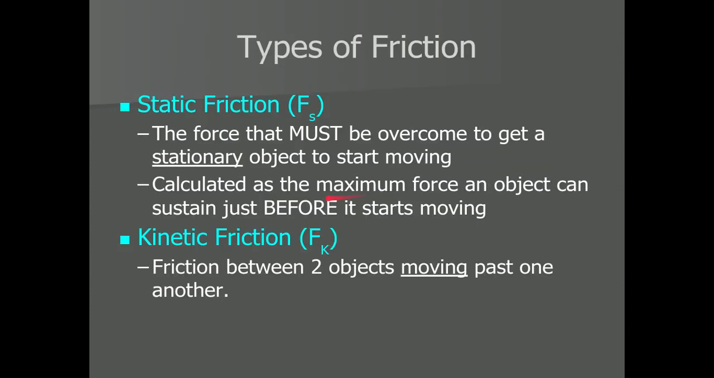Then some specific types of frictional forces. Static friction is sometimes represented as F of S, the force that must be overcome to get a stationary object to start moving. This is when things are not moving, and it's the frictional force. You have to apply more force to overcome it and get the object to move. If you have a couch that's not moving, it's going to take more applied force to get it to move as compared to kinetic friction, which we'll talk about in a second. It's calculated as the maximum force an object can sustain just before it starts moving.